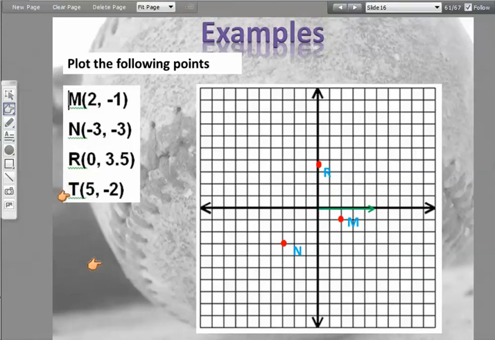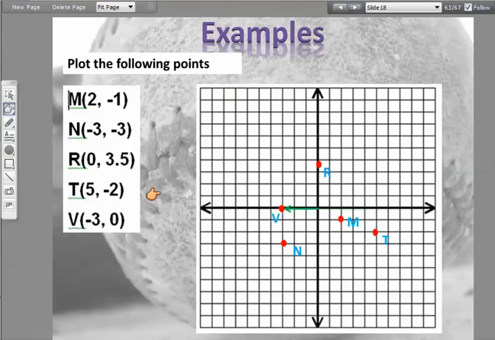Now plotting point T, my x is 5, so I'm going to go, with my green arrow, 5 units to the right. My y is going to be a -2, so I'm going to go 2 units down. There you go with my green arrow, 2 units down, and there's my point T.